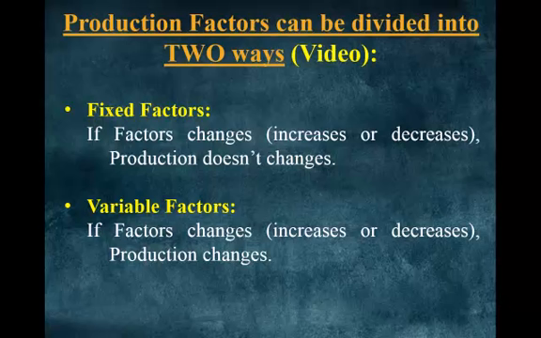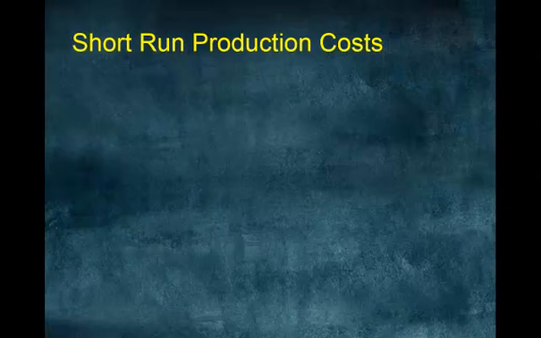To know about the production cost, we need to know about 2 sorts of factors: fixed factors and variable factors. If a factor changes, increases or decreases, and the production doesn't change, this is the fixed factor. That never hampers the production. But if production changes, the factors might change. These are the variable costs.